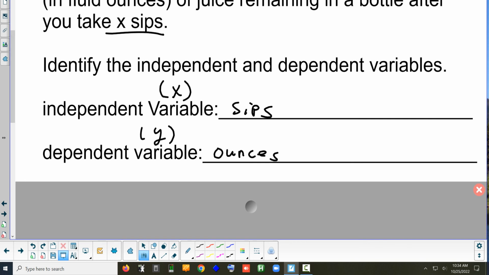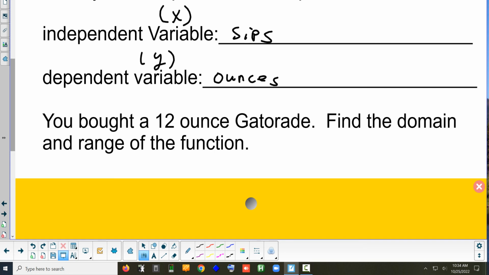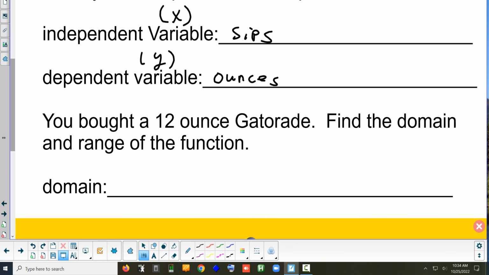To put this in the terms of the last problem I did, the amount of ounces left depends on how many sips you take. The amount of liquid left in the container is dependent on how many sips you've taken. So ounces depends on sips. Ounces is dependent. So let's say we had a 12-ounce Gatorade. So we're starting with 12 ounces. And when we take a sip, we don't want to assume you could take like a third of a sip. You either take a sip or you don't take a sip.